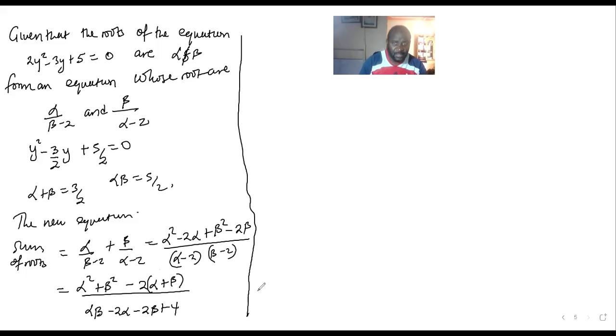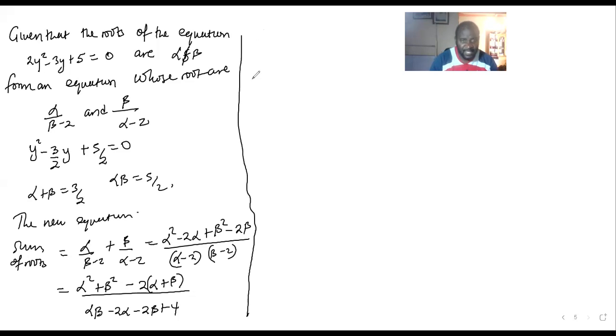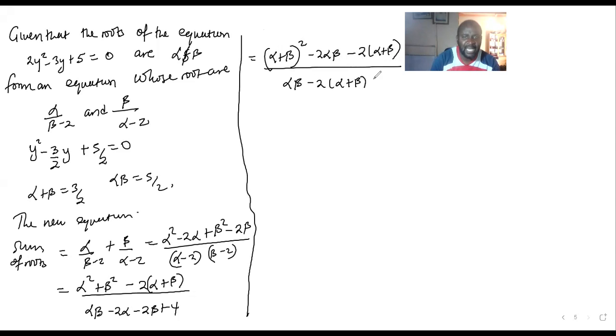Is your expansion still okay? Because there's a lot of expanding here. But remember how to get alpha squared plus beta squared. That is why I'm saying the earlier lesson was very vital. You get it from alpha plus beta all squared, minus 2 alpha beta, minus 2 times alpha plus beta, all divided by alpha beta minus twice alpha plus beta plus 4. We are now ready to substitute. We have to express everything in terms of alpha plus beta and alpha times beta.